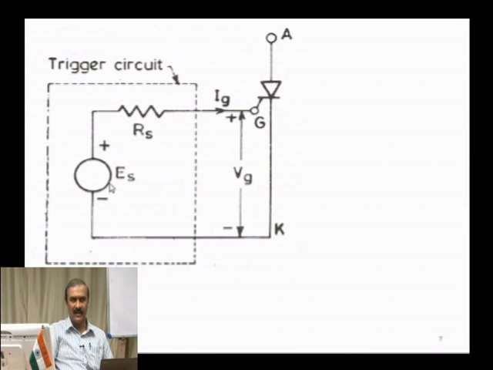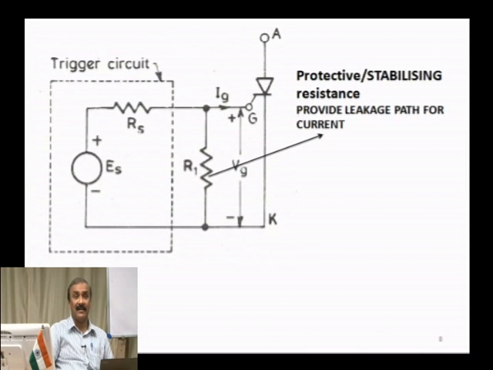And this is the source voltage and this is the source resistance. Because of this EMF source, the current Ig is flowing into the gate circuit. Now, there is another resistance connected in parallel between the gate and cathode circuit. So, this is a protective circuit or stabilizing resistance.